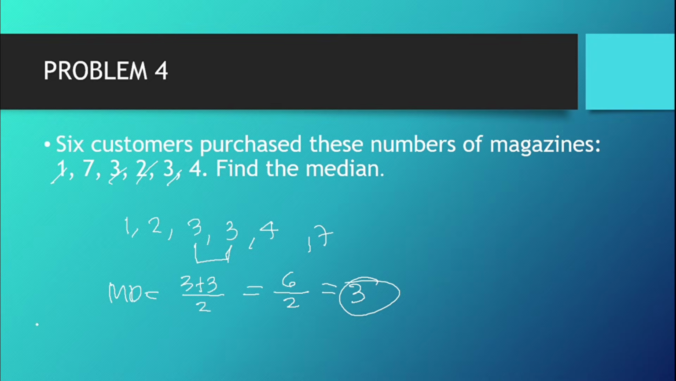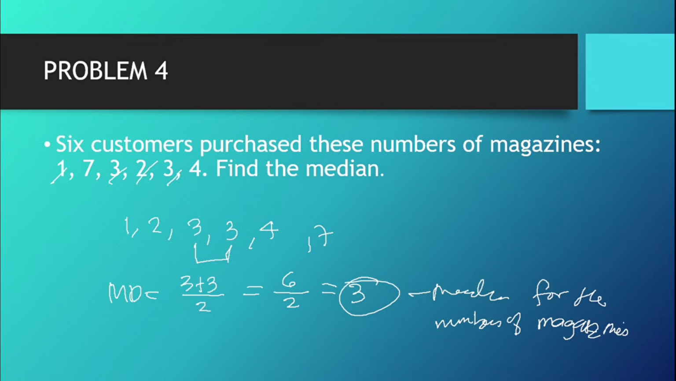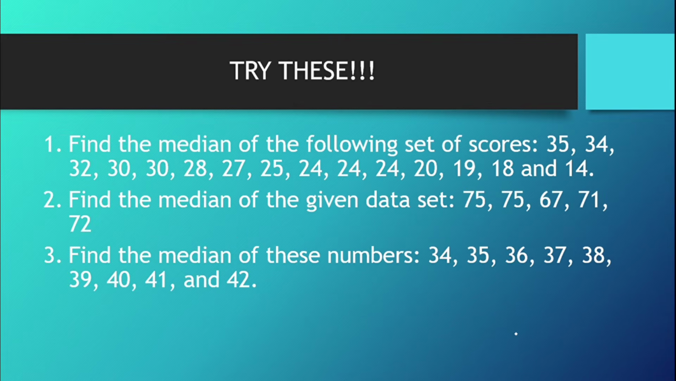So this is the median purchase of magazines for the 6 customers. So this is the median for the numbers of magazines. Okay, so these are 6 customers' purchases of numbers of magazines. So the median is 3. So try this at home. Find the median of the following set of scores, and we have 3 items to be solved.